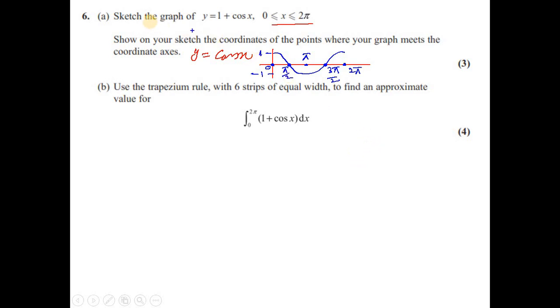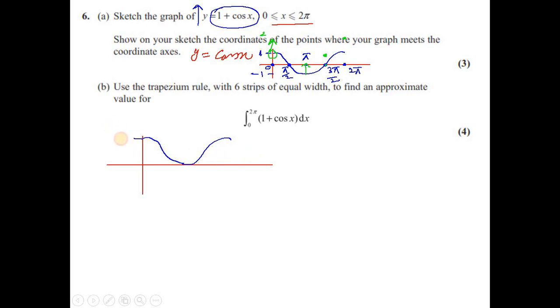Now what are you doing here? If you see the given condition, 1 plus cos x, we are adding 1 to the function. That means the graph is going to shift 1 unit up along the y-axis. The whole graph is going to shift 1 unit up. That means this point is going to shift to 2, and this minus 1 is going to shift 1 unit above, so this point should come to 1, and this should go again to 2. So you can sketch the graph something like this.